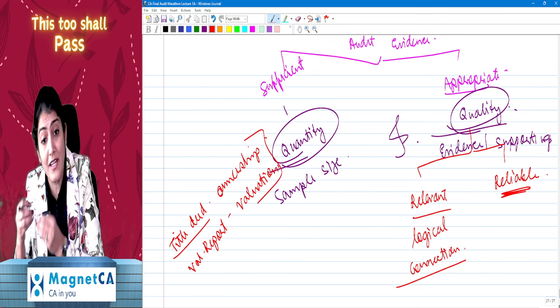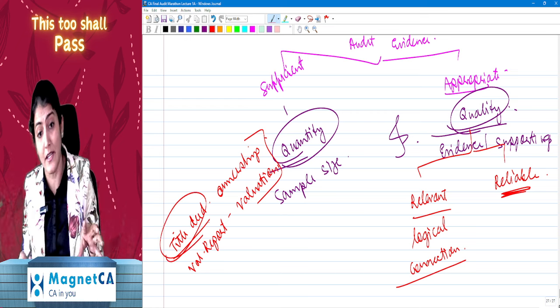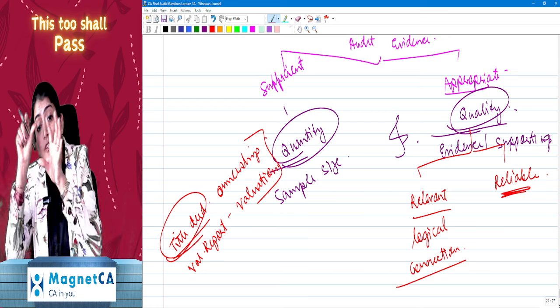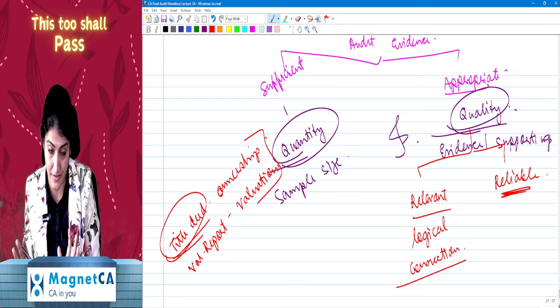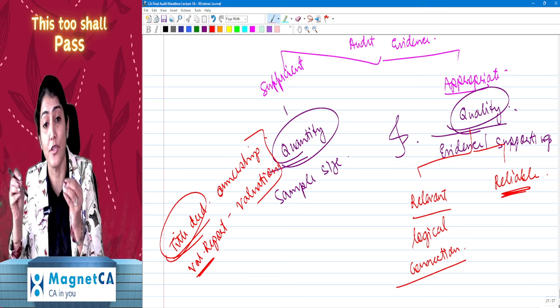There has to be a logical connection. It does not mean I don't need the title deed. I want the title deed, but I need it when I want to check the ownership, the rights and obligations. Right now, when I want to check the valuation, you need to give me the valuation report.